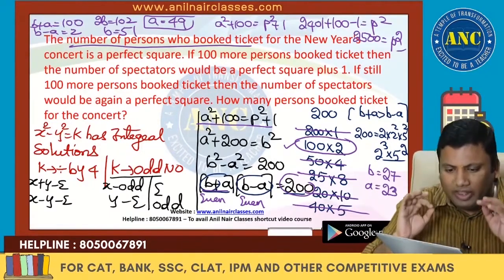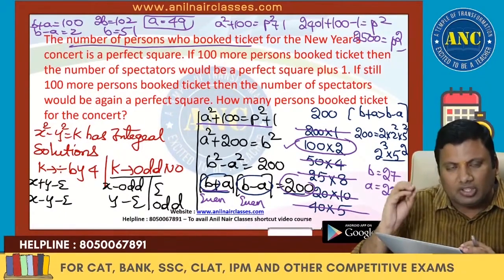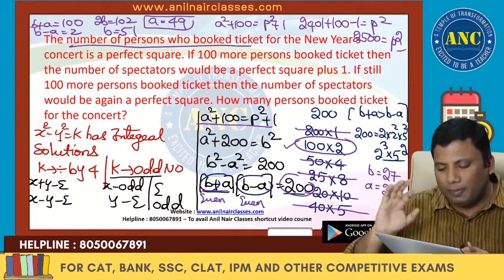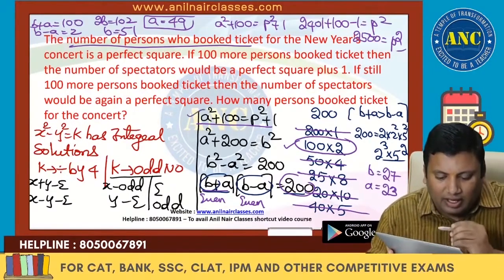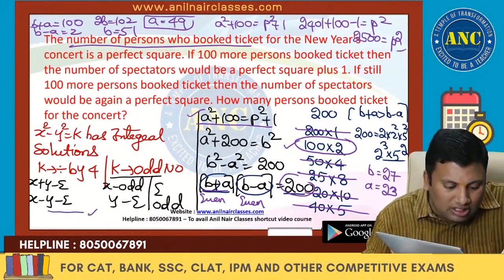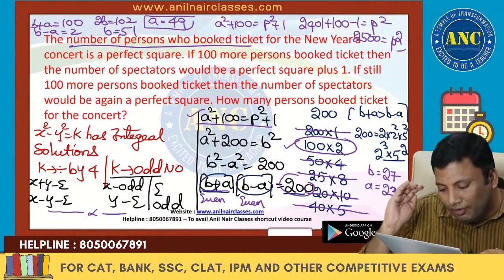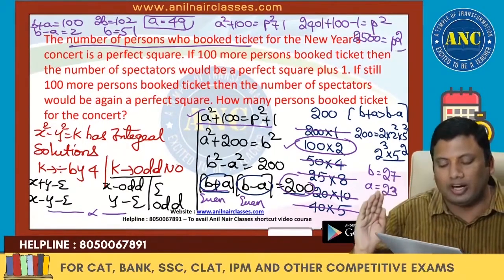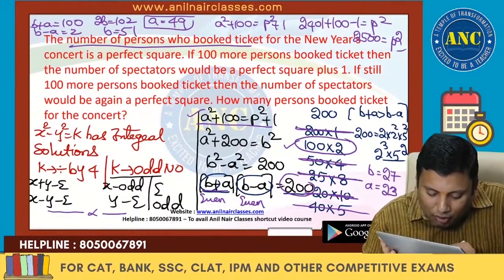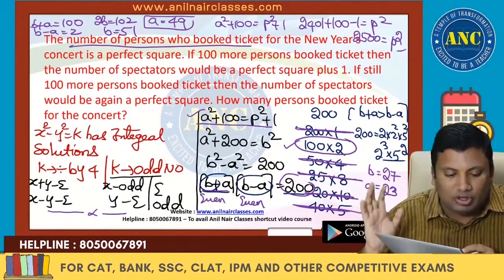Nothing else is there. The number of people who book the ticket is a perfect square, a square. If 100 more are added, it becomes a perfect square. If you do not know this concept, you will go for enumeration, 100 into 2, 200 into 1. If you know the concept, you can eliminate cases with 5 calculations.